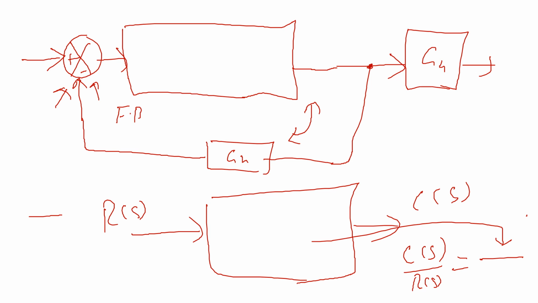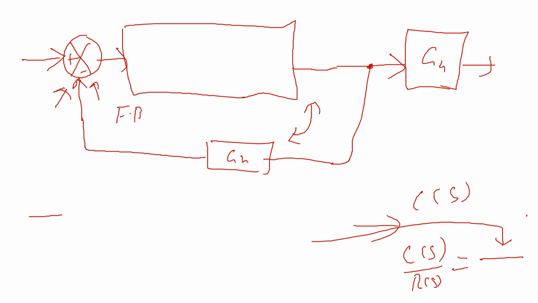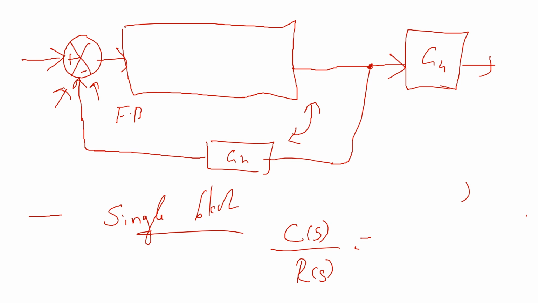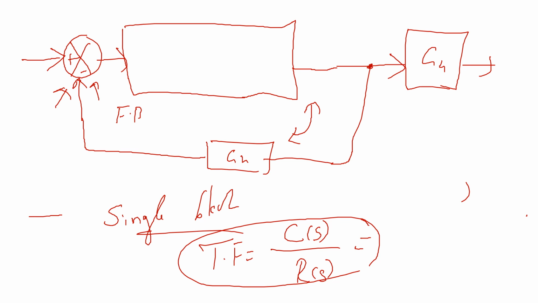Finally you have to reduce all the blocks into a single block, and then finally you have to write the ratio between the output and the input. Thereby you find the transfer function, right? So the remaining two steps I have left as homework for you, right?